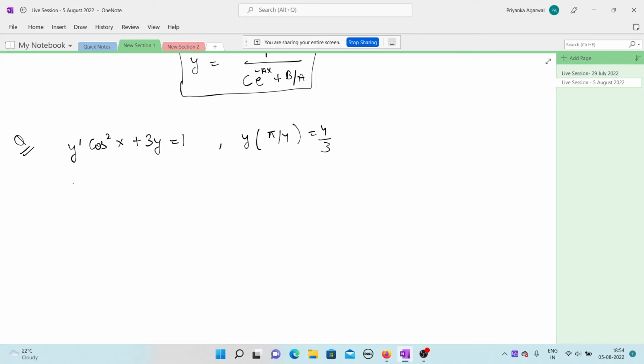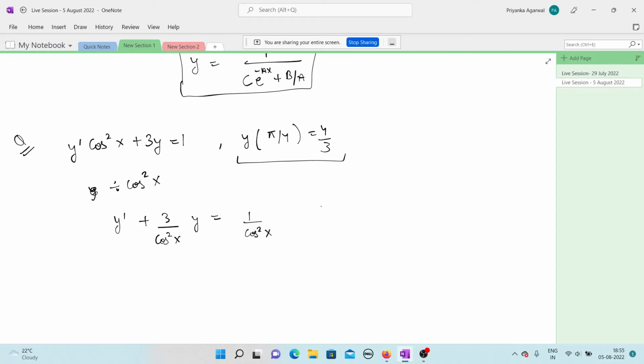Okay. So let's try to solve this question. y' cos² x + 3y = 1, and this is the initial condition which we are given, that y(π/4) = 4/3. So first let's divide this entire equation by cos² x. So this will become y' + (3/cos² x) y = 1/cos² x.